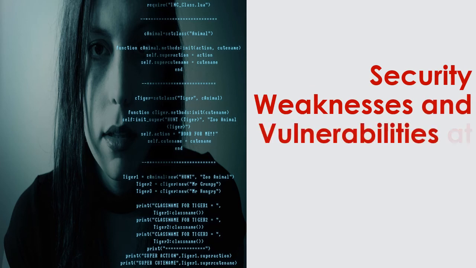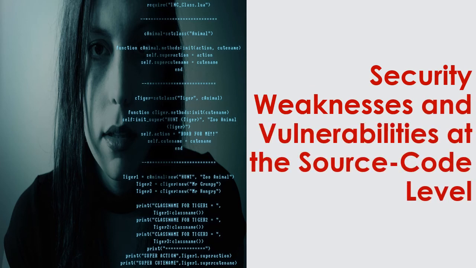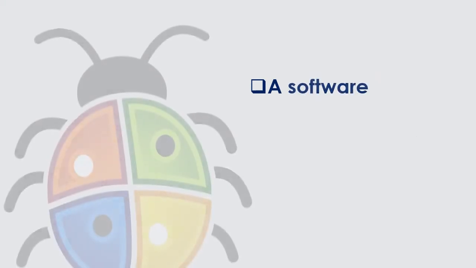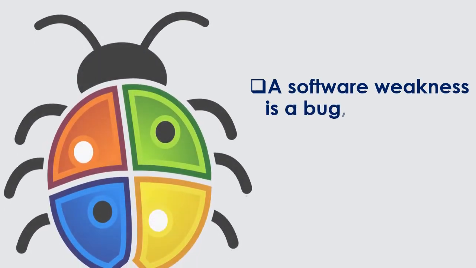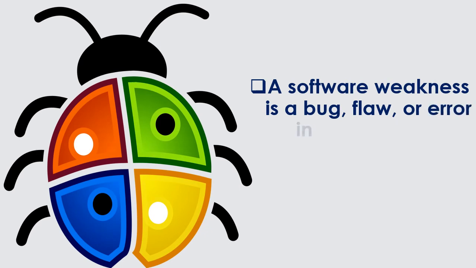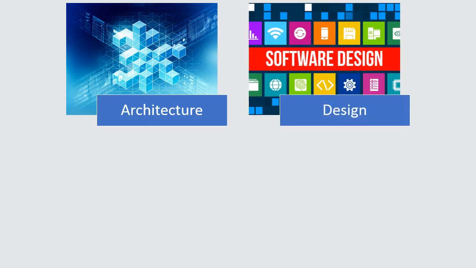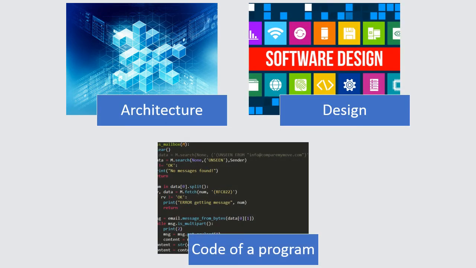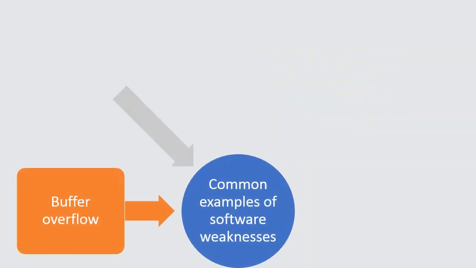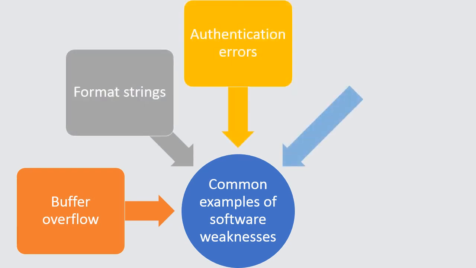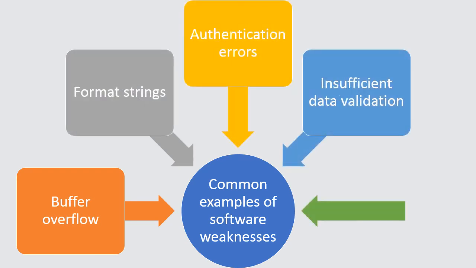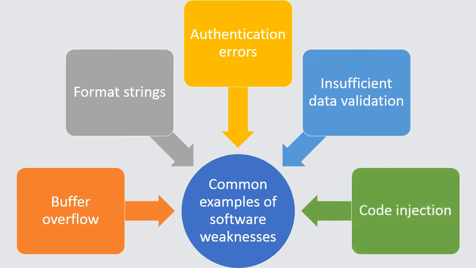Security weaknesses and vulnerabilities at the source code level. A software weakness is a bug, flaw, or error in the software, in the architecture, design, and code of a program. Common examples of software weakness: buffer overflow, format strings, authentication errors, insufficient data validation, and code injection.